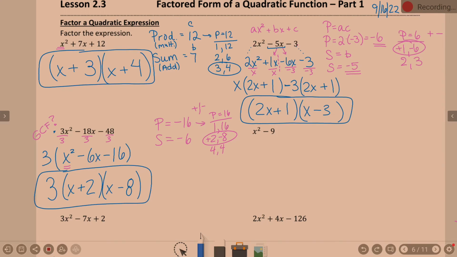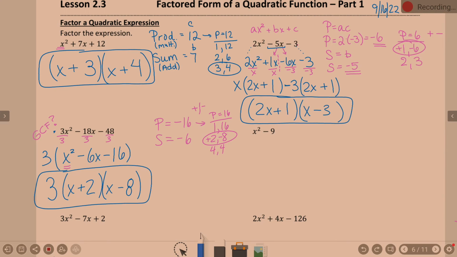Okay, so I could check myself. 2x times x is 2x squared. 2x times minus 3 is minus 6x. 1 times x is 1x. Well, minus 6x and 1x is negative 5x. 1 times negative 3 is negative 3. Okay? Okay, guys. Product and sum, GCFs, product of AC. Those are all going to be big.